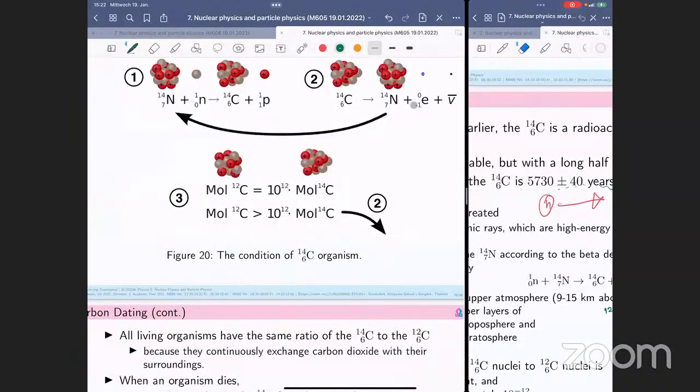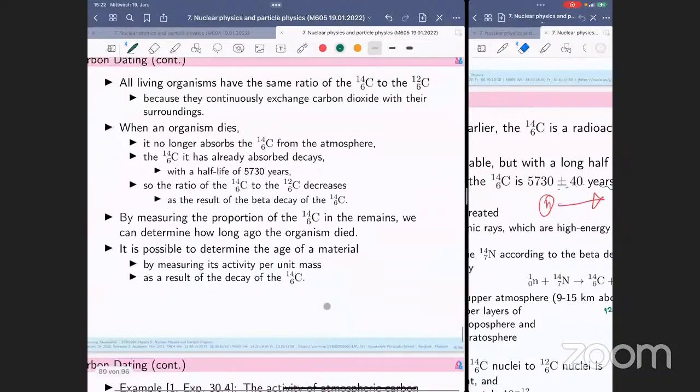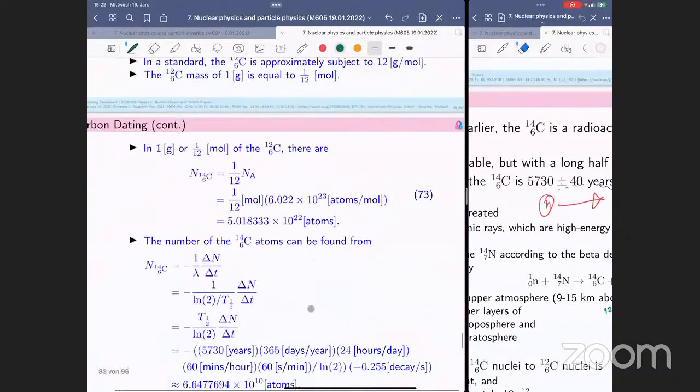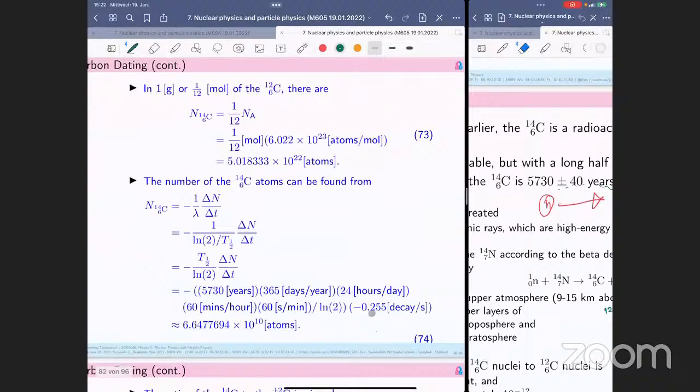Okay, the beta minus decay process. Carbon 14 will disappear. So we substitute the value 0.255 decay per second into this one. After the calculation, we put everything in. The number of carbon 14 atoms or nuclei, once we say that, the number of atoms or nuclei will be the same.